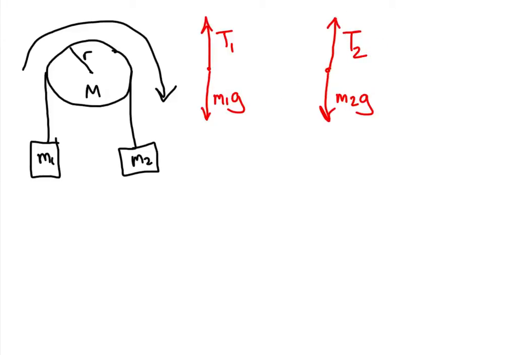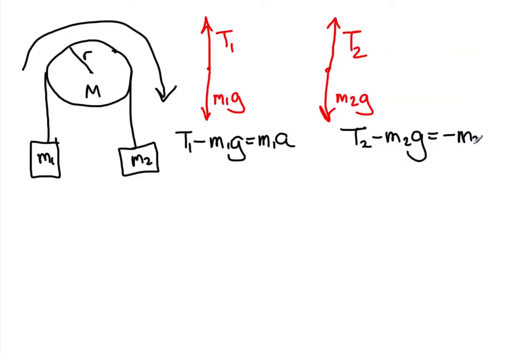And we can write equations for each of those. They only have vertical components, so we're only going to get one equation out of each. This one gives us T1 minus M1G, and that's going to be equal to a positive M1A because M1 is going to go up. This one is T2 minus M2G, and it's going to be equal to minus M2A because M2 is going to go down. So those are our two equations.